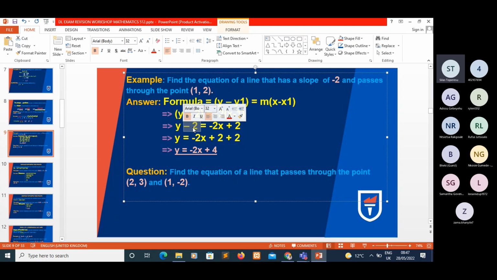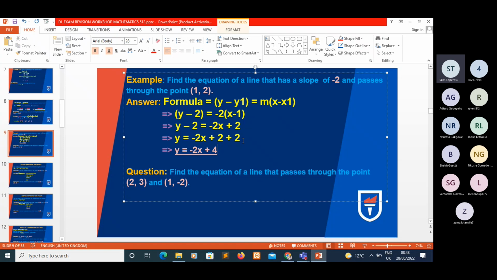But bear in mind, here I have minus 2. Whenever a value is jumping the equal sign, it will change its sign. So when I take minus 2 to the other side, obviously it's going to change the sign. It's no longer negative, but it's going to be positive. So that's how a minus 2 changes to a plus on the other side. I still have minus 2x plus 2, which is here, and then this minus 2 goes to the other side and becomes positive. That's how I have plus 2 here.